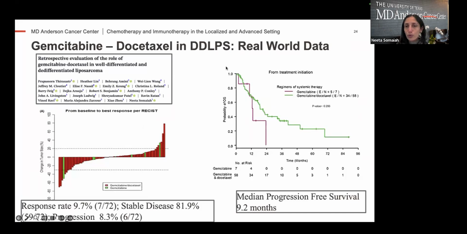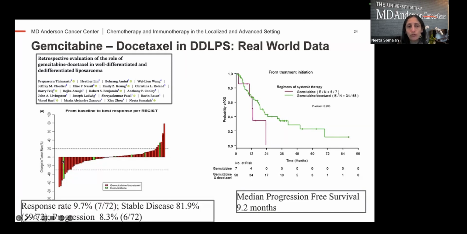And this is one of those graphs I showed you before. This is overall survival looking at the combination versus gemcitabine alone. There seems to be an advantage for the combination. This is again our own data. One of my fellows published this, I think, a year ago.